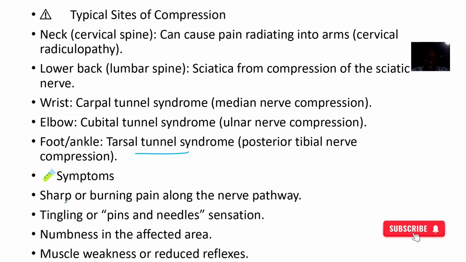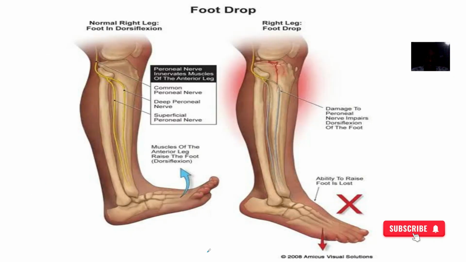So the symptoms are a sharp or burning pain along the nerve path, a tingling or pins and needles sensation, numbness in the affected area, and it could result in muscle weakness and also reduced reflexes. So that's what we got.